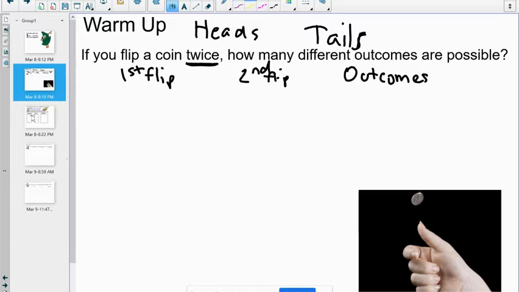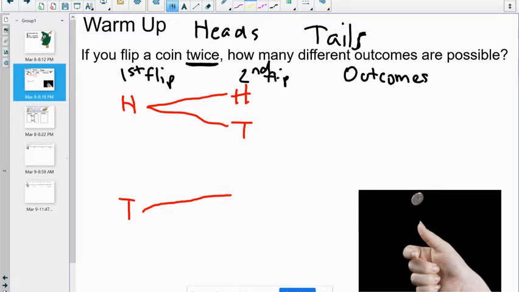For the first flip, you can either get heads or tails. Make sure you're leaving enough room in between. You'll see why if you go to make your tree diagrams and you're not leaving enough room, things are going to get kind of cramped. So I recommend spreading them apart as much as you can, without taking up too much of the page. If we get heads on our first flip, for our second flip, you can get heads again, or you can get tails. And the same goes for if you get tails. If you get tails on your first flip, it's not going to impact what you get on your second flip. So you can get heads or tails.